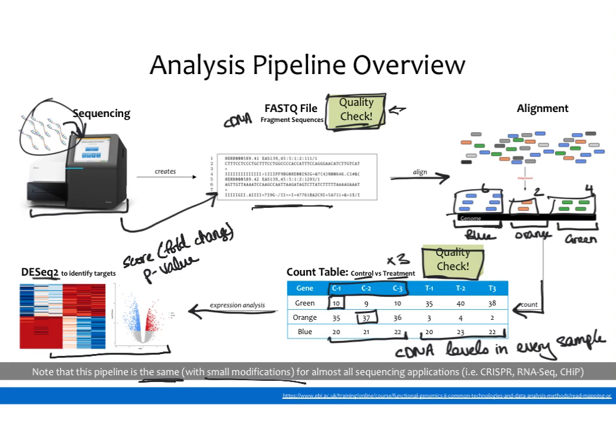And then you analyze that count table using some sort of algorithm, and that gives you a score and a p-value, which is what you use to decide what is actually important. So if you understand this for one application, it's fairly easy to extend it to other applications. And this time we're going to spend a lot of time walking through this pipeline so that we can understand it really well and extend it to other things.